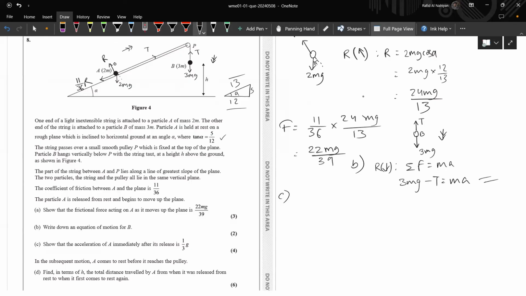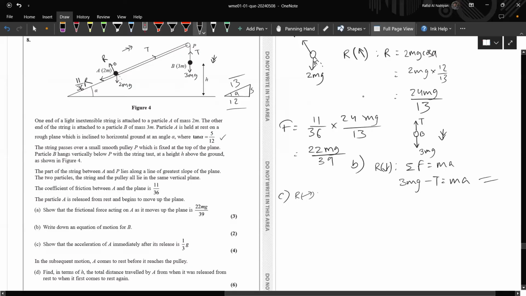All right, so now we have to do some work with A as well. For particle A, I can see that it's moving upwards, so we're going to resolve in this direction. In this direction, there is a force, which is the tension, right, provided by the string. So tension minus the opposing force, the force of friction, which is 22mg by 39.